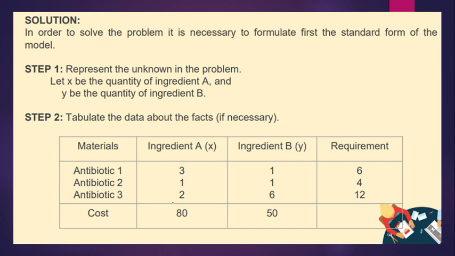It means denoted by X. And let Y be the quantity of the ingredient B, denoted by Y. And the minimum requirement of ingredient A and ingredient B: antibiotic number 1, we have 6 units, antibiotic number 2, 4 units, and antibiotic number 3, 12 units. Now class, the cost of ingredient A is 80 pesos, and ingredient B, 50 pesos. So that would be the cost of ingredient A and ingredient B.